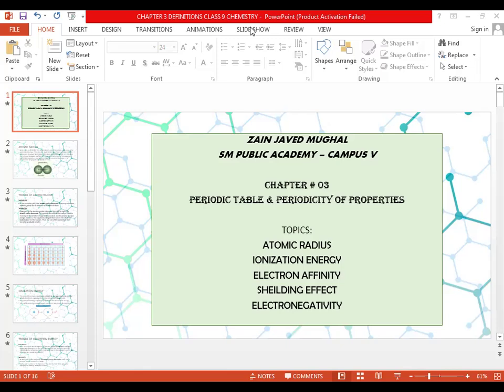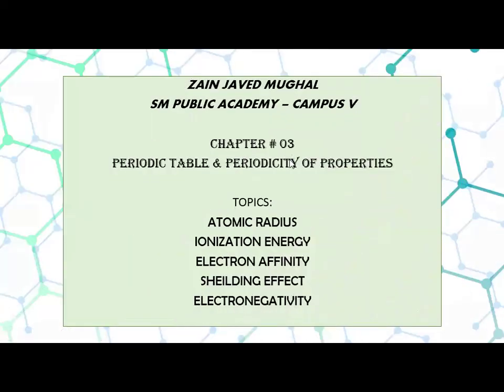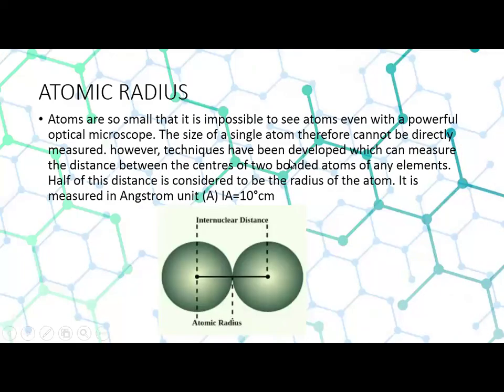So now, first of all, the topics that we are going to cover in today's class are atomic radius and its trends, ionization energy, electron affinity, shielding effect, and electronegativity. These are the topics we are going to discuss in today's lecture. Moving towards our first slide, the first thing we are going to discuss is atomic radius.